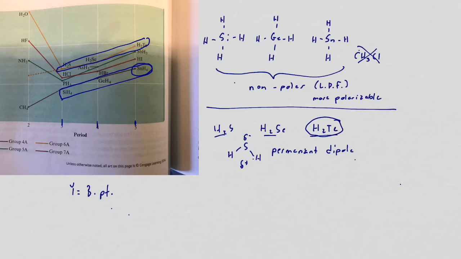Why? On top of a very similar permanent dipole, it also has the highest molecular weight, and therefore is the most polarizable. So it has a similar permanent dipole, plus it has the strongest London dispersion forces as well, because it has the greatest molecular mass. And you see this pattern all through here, right?